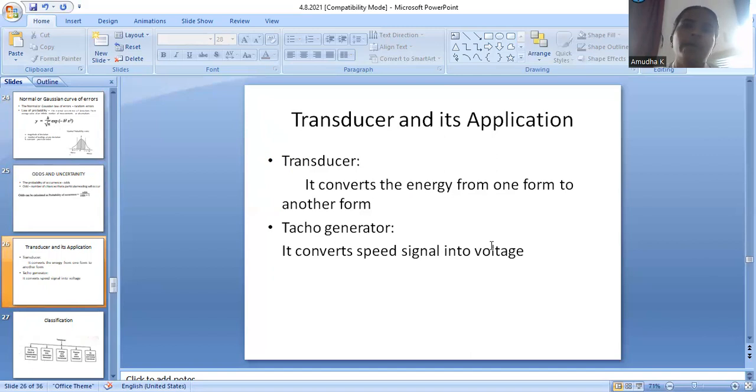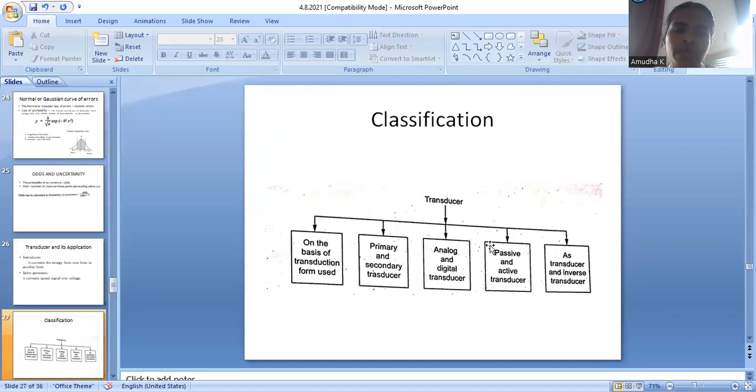So these are all the things in error measurement in transducer engineering. We already know a transducer converts energy from one form to another, physical form into electrical form. For example, a tacho generator converts the physical value speed into voltage. So a tacho generator acts as a transducer.